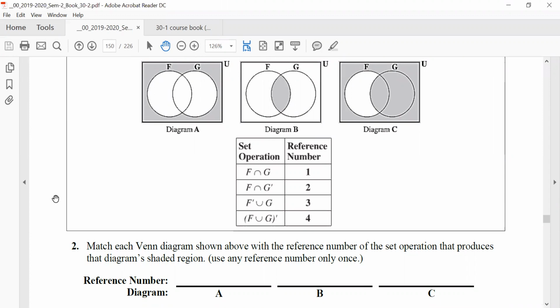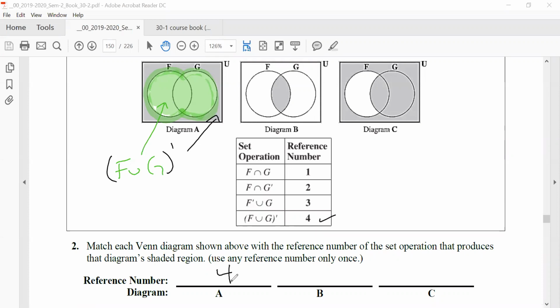Okay, so first one here, it says, look at the shaded region. This is outside of F or G, right? So this green region right here that I'm drawing, that would be F or G, also known as F union G, but we want that gray region on the outside, so that would be not F union G. So that would be number 4.